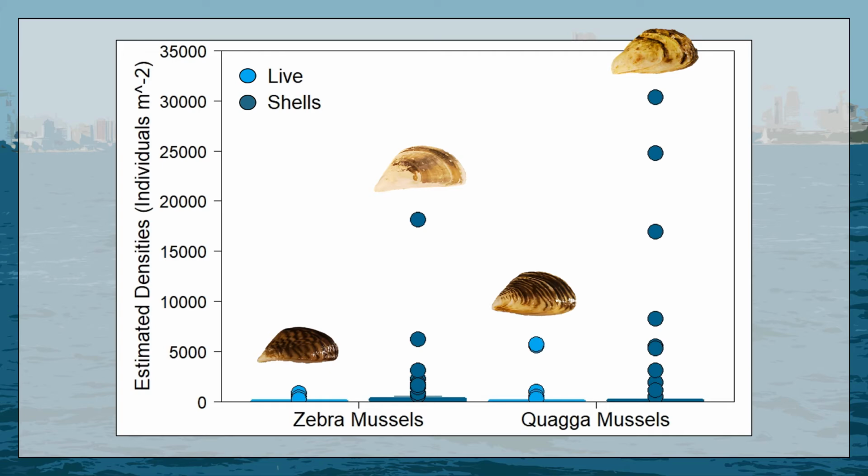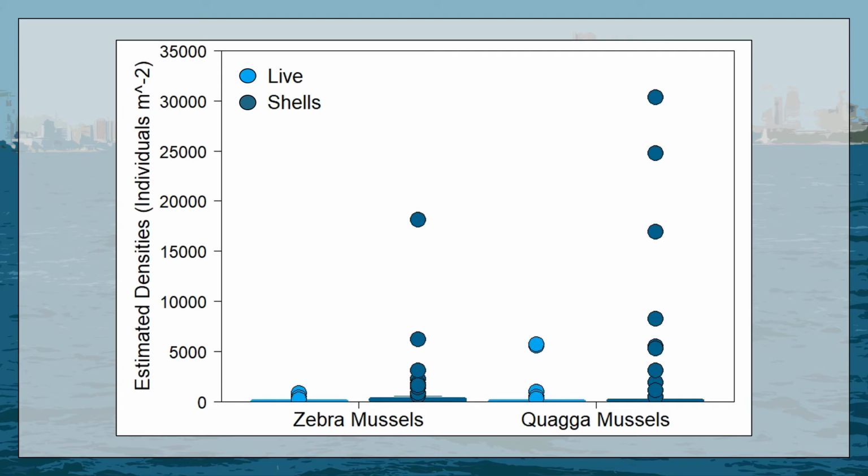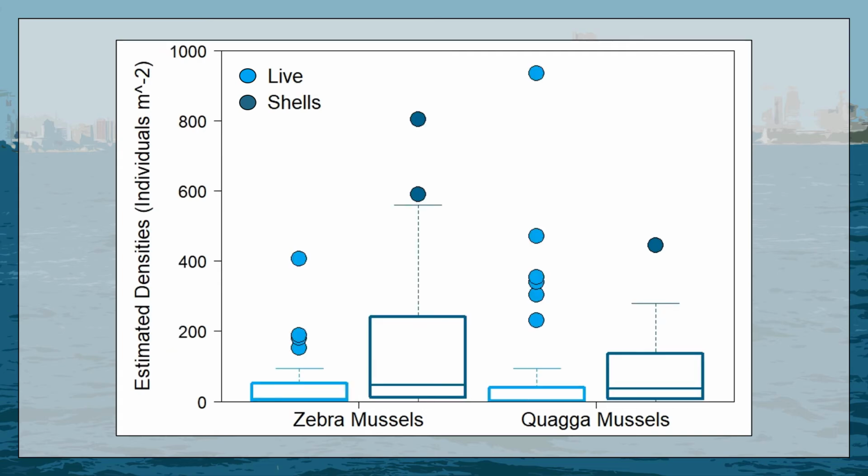We saw multiple outlying sites with extremely high densities of zebra and quagga mussels. For instance, at the densest sites, there were 826 live zebra mussels per meter squared and 5,674 live quagga mussels per meter squared. But if we stretch out these box plots, and I'll ask you to notice the change in scale on the y-axis, we see very low median values, just about 7 or 4 live individuals per meter squared. Even the median shell densities were comparably low at 47 and 38 shells per meter squared.